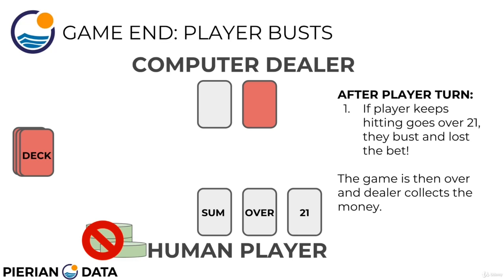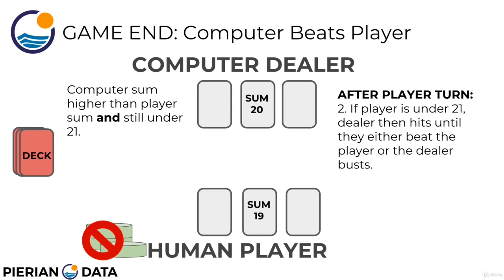And this is before the computer dealer even has to go. The second way the game can end is if the computer beats the player. What happens is the human player goes, they start collecting cards, and then they decide to eventually stay.